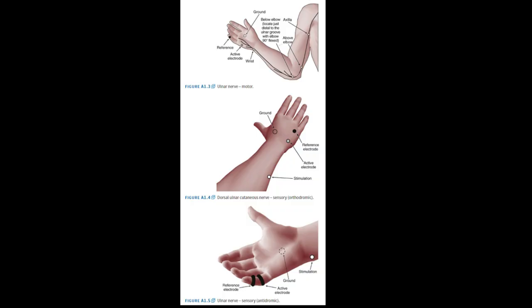And then you had the dorsal ulnar cutaneous nerve in the pronator position between the fourth and fifth metacarpals. So you're gonna have your recording and reference electrode, and then you're gonna stimulate on the medial side of flexor carpi ulnaris 8 centimeter proximal.